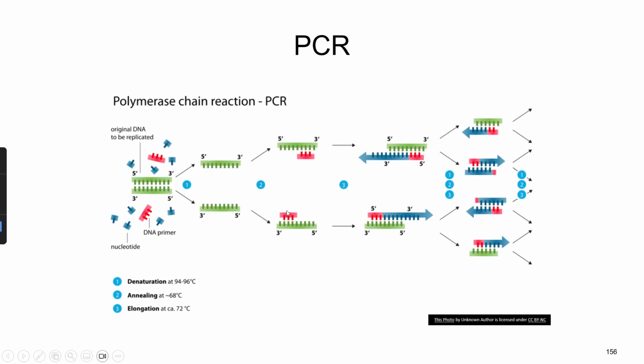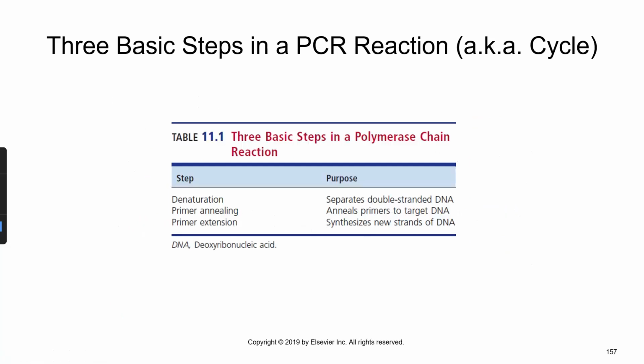So once the primers bind, the reverse primer is going to synthesize DNA in that direction. The forward primer is going to synthesize DNA in that direction. And then we're going to continue this process where that centralized region is going to keep getting amplified and amplified and amplified until we have a lot of that centralized region. And that's our gene of interest that's in the middle. So denaturation, primer annealing, and primer extension, those are the three basic steps.